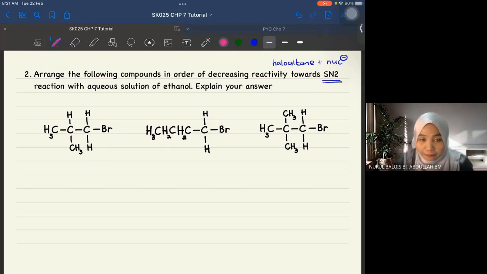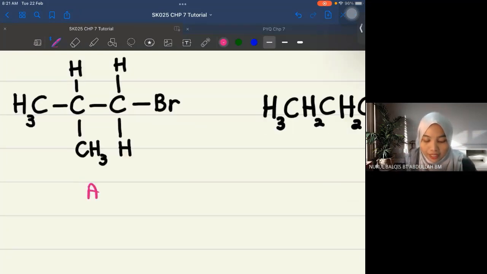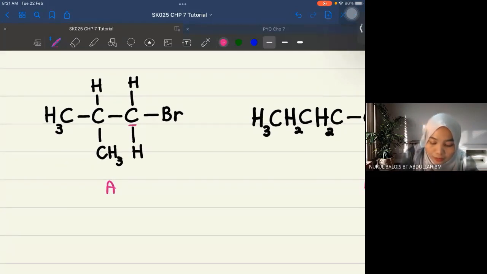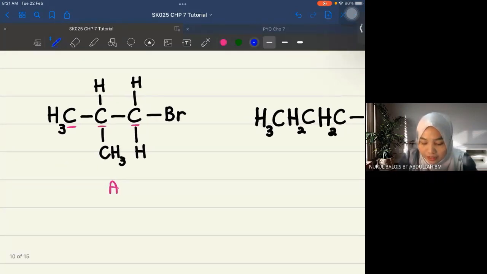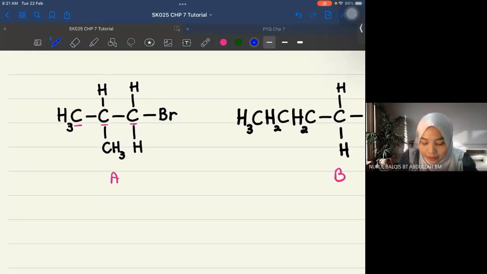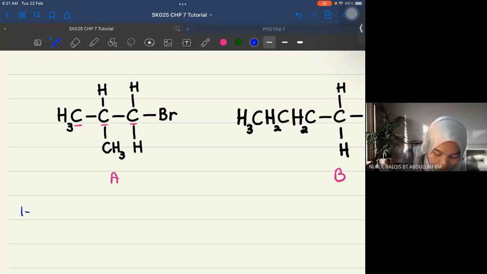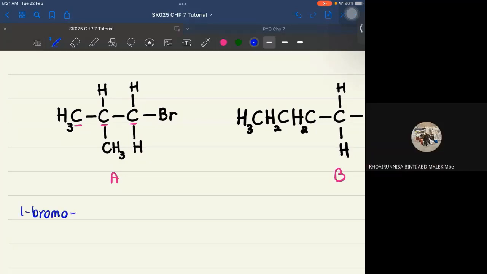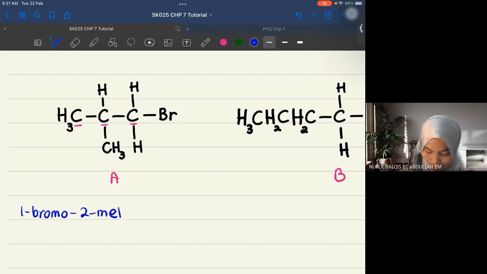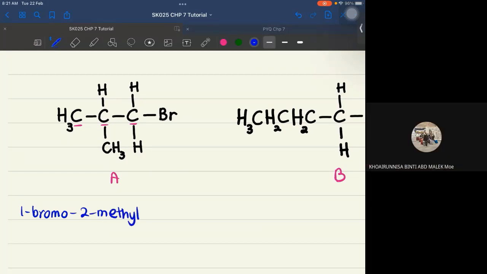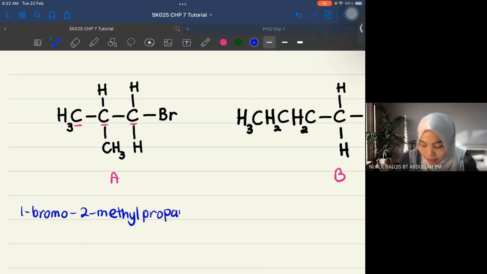Okay, jadi sekarang ni namakan dulu compound ni. This compound, so kita denote juga, this is compound A, compound B and compound C. Right. Jadi compound A, compound B and compound C. Look at compound A here. What is the name of this compound? We got 1, 2 and 3, the longest carbon chain. So what is the name of this compound? 1 bromo, okay, 2 1 bromo. Methyl, yes. Propene. Methyl. Propene ke propane? Propane. Propane. Good. Okay, compound B pula.